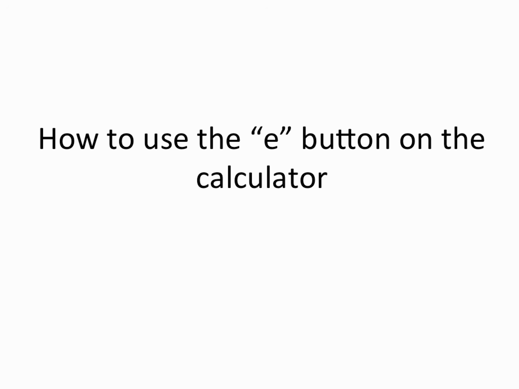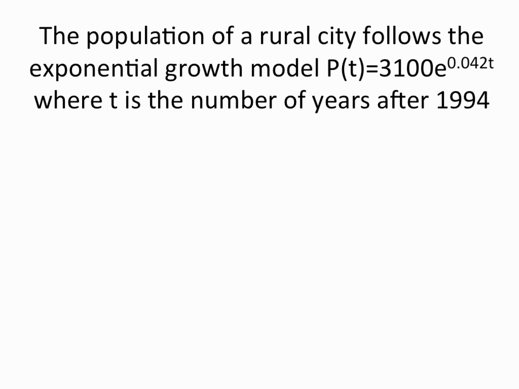In this video, I'd like to go over how to use the E button on the calculator. To show that, I'm going to use this example. The population of a rural city follows the exponential growth model P of t is equal to 3100 e to the 0.042 t, where t is the number of years after 1994.